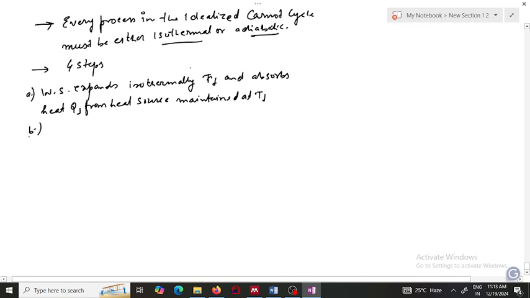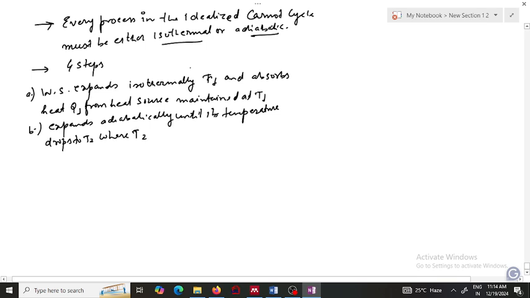Now in the second scenario, the working substance expands adiabatically, and during an adiabatic expansion, as we know, the temperature would drop ideally, until its temperature reaches T2. Here T2 is the temperature of the sink.